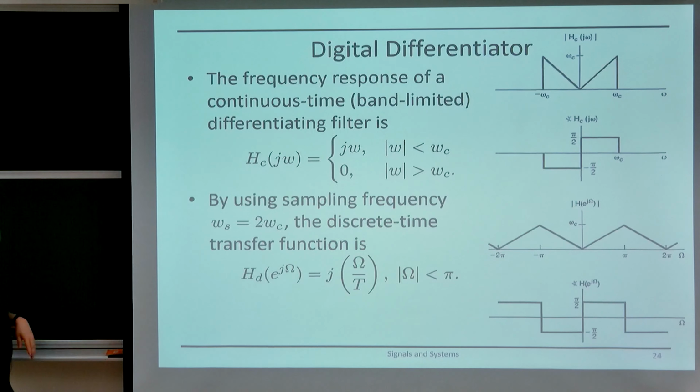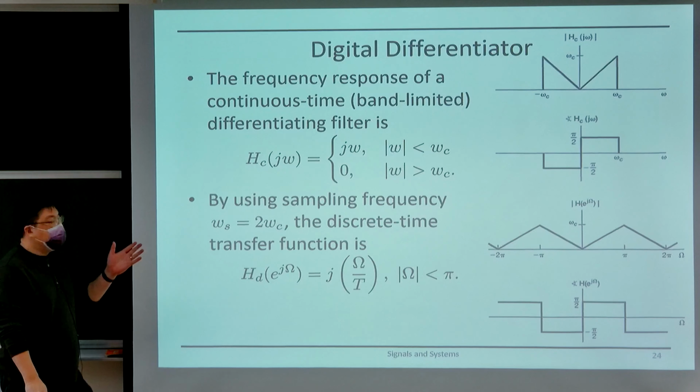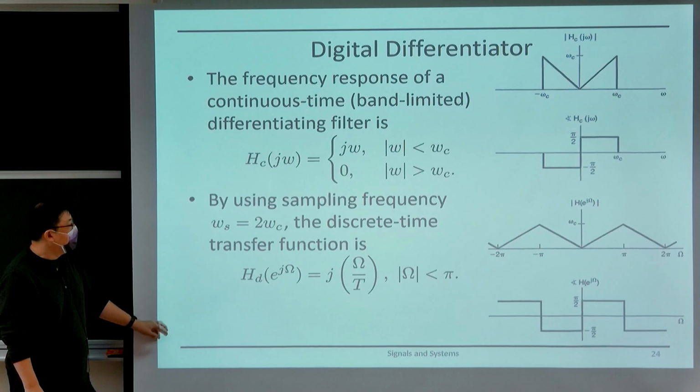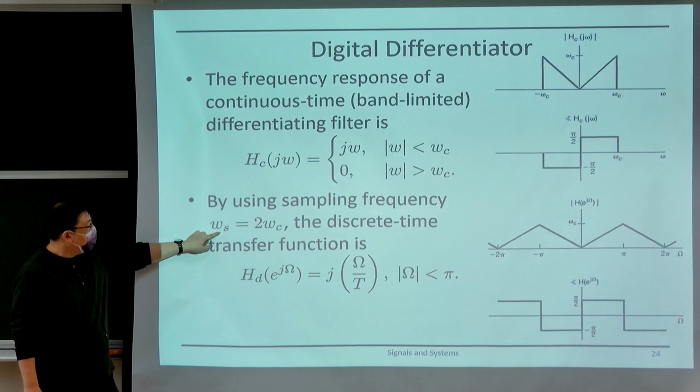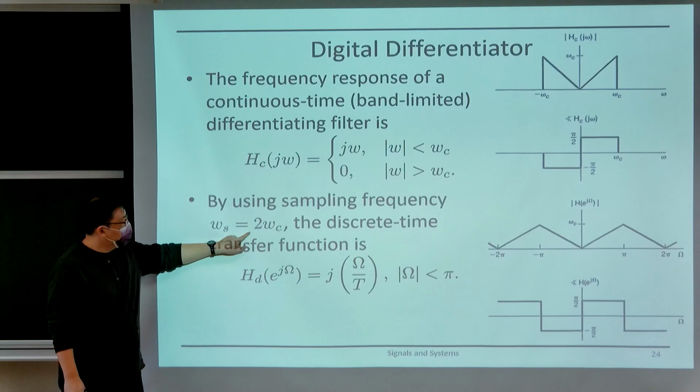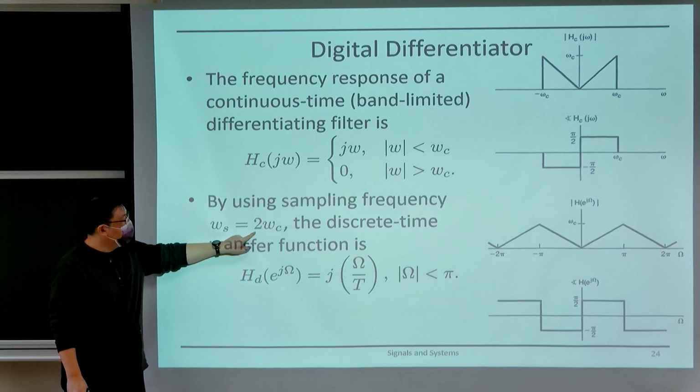Now suppose that you want to obtain this effective filtering effect in discrete time using a discrete time filter HD. Now, what would this HD look like? Suppose you sample at a sampling frequency that is equal to 2 times omega c, 2 times the bandwidth omega c.